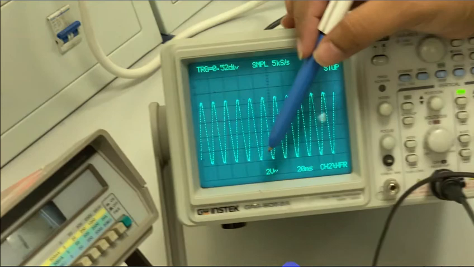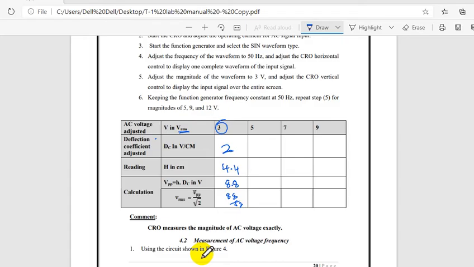This is the RMS value we set from the multimeter. We just see in the multimeter, right? This is the reading. 4.4 is this height. From here to here the height is 4.4, and we multiply. Each box is of size 2. So when you multiply this, it will be 8.8. 8.8 by root 2 becomes how much?